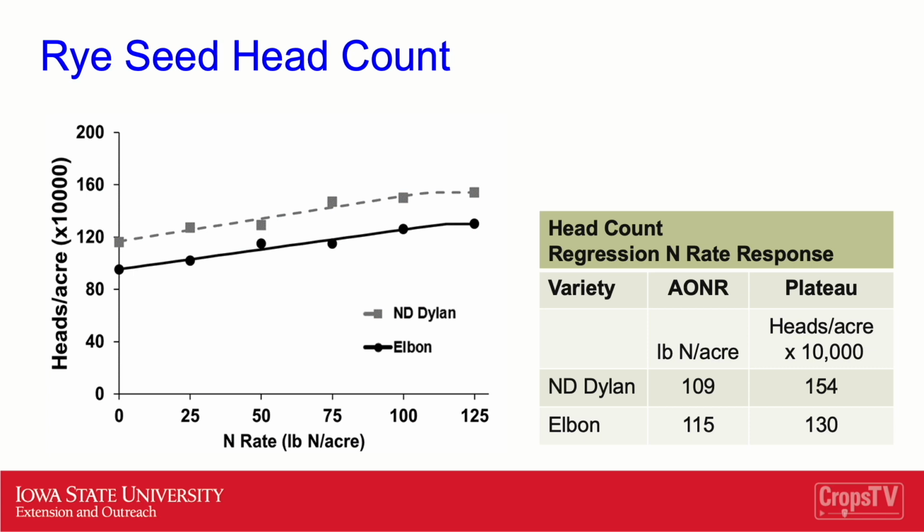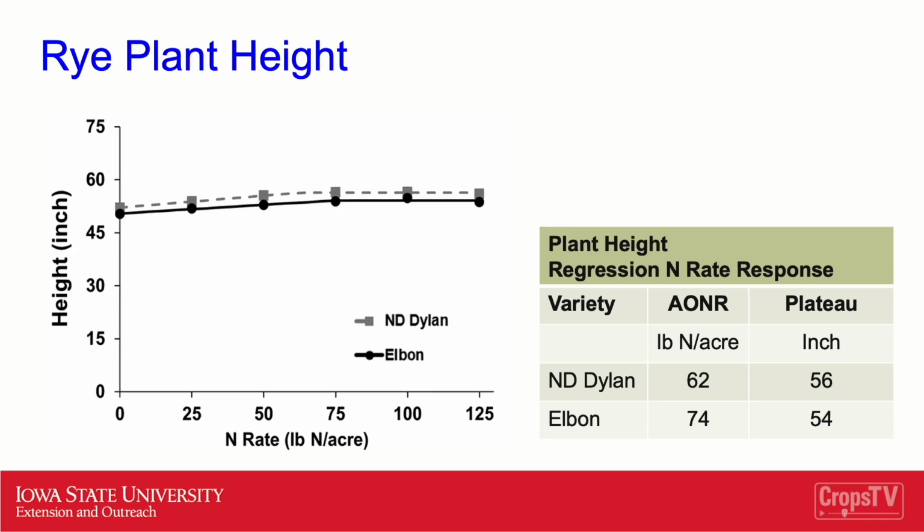As I mentioned, the Elbin had some issues with stand establishment, and here you can see the number of heads per acre are higher with the ND Dillon than the Elbin. I don't know if it was seed quality or the fact the Elbin is a southern variety and didn't survive the winter quite as well, or didn't tiller as well, but generally the head count was less with the Elbin. We'll see this in the sensing also. And our agronomic optimums were just a little over 100 pounds of N per acre.